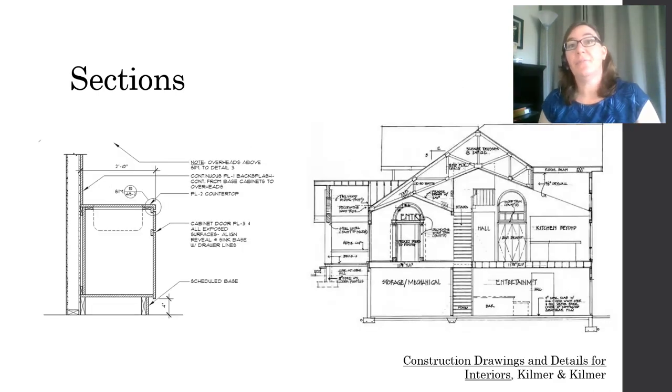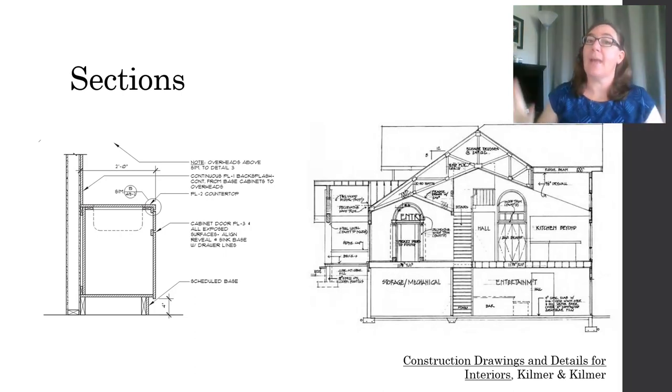Sections are used at different scales. For example, on the right, we have a section through an entire building. All right, you can see the different rooms. And we drew this in order to see the relationship between these structures here and the interior spaces.